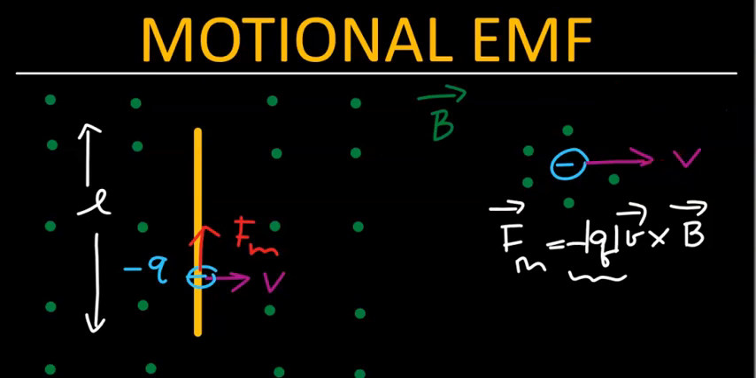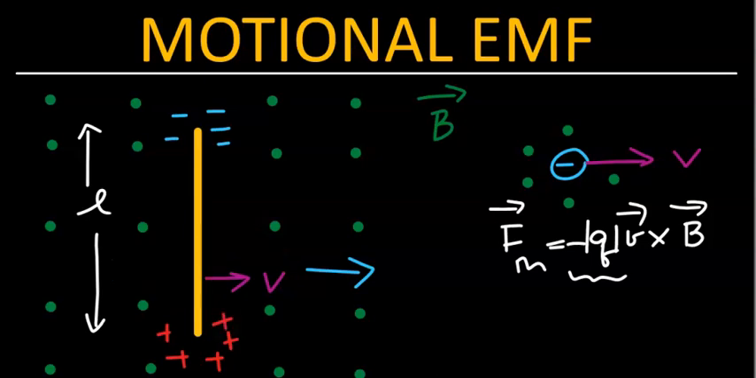As time goes on and as the conducting rod keeps moving to the right in the magnetic field, more and more negative charges would accumulate at the top end of that conducting rod, and that would make the top end negatively charged. The bottom end, as a result, will be more positively charged.